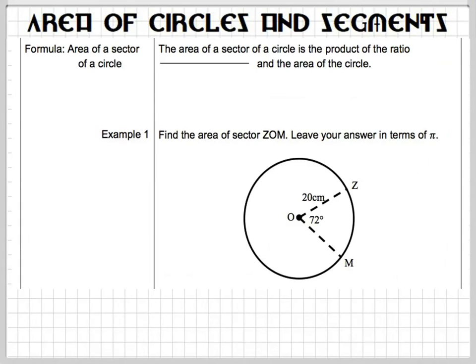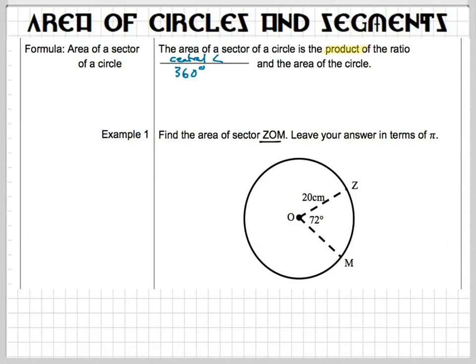Okay, let's try one problem right now. Wait, there's one more thing we have to write. The area of a sector of a circle is the product of the ratio, central angle divided by 360, and the area of the circle. It says product, that means we're going to be multiplying. All right, so let's try it.